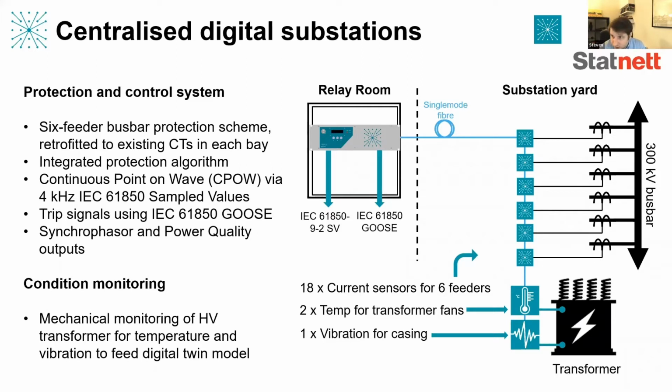So this is a real deployment, and it has some unique features that I just wanted to point out. So first of all, it's a two-in-one system. We've gone for a centralized busbar protection system, which is the first thing that we've deployed, and we've also rolled into the same integrated system quite an interesting transformer monitoring scheme, where we're doing environmental and mechanical monitoring of an HV transformer in the substation, as well as seeing what's going on in terms of the electrical system.